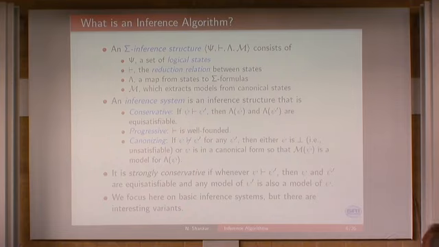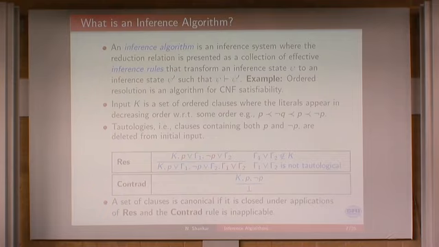Also, in some cases, you'll have things that are strongly conservative. That is, when you get this canonizing state, the model that you construct for it is a model for the original thing that you started with, the input state that you were given. So you can map it back. Many of the procedures we have are strongly conservative. An inference algorithm is going to be something that generates these inference structures, given in terms of inference rules. An inference rule is a rule for taking a psi to a psi prime such that this reduction relation holds.